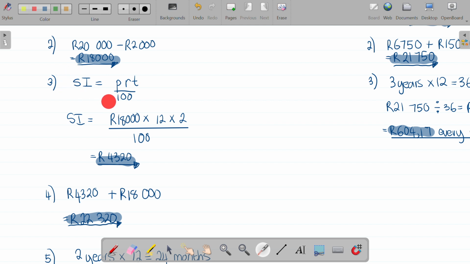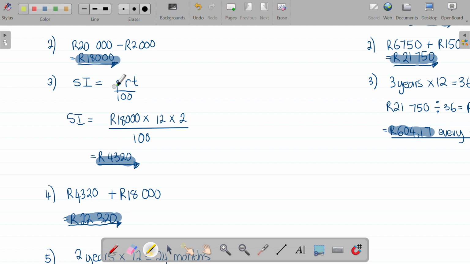So we first write our formulas. Simple interest is always equal to our formula PRT over 100. Now let me just choose a nice color and put in my formula.